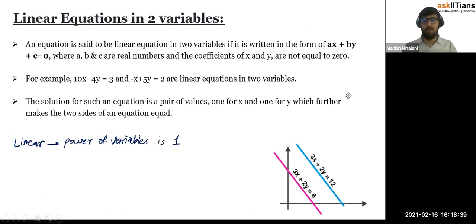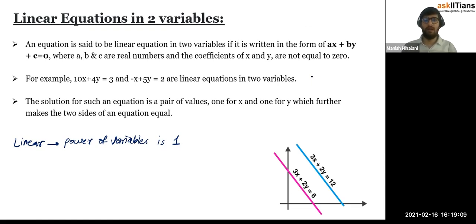Here the power of x is 1 and the power of y is also 1. So ax plus by plus c equal to 0 is a linear equation in two variables. Why two variables? Because there are two variables, x and y. Since they are in two variables, they are supposed to have a unique solution, infinite solutions, or multiple solutions.